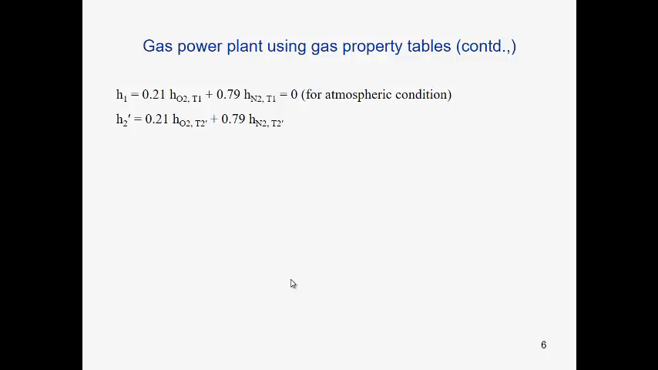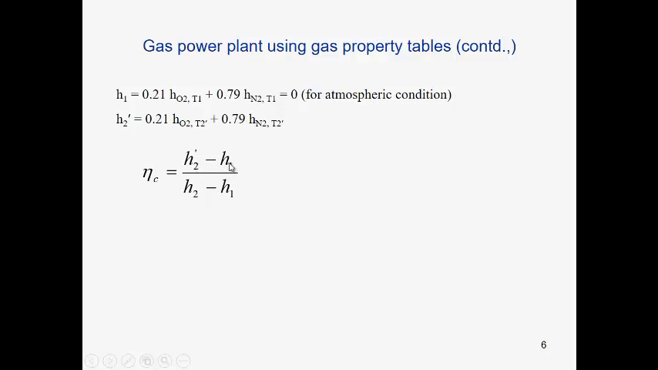So in the second step, we can calculate the actual temperature after the adiabatic compression process by considering the isentropic efficiency. The isentropic efficiency is defined as the isentropic enthalpy rise over the actual enthalpy rise. See, this is the isentropic enthalpy rise, and this is the actual enthalpy rise.